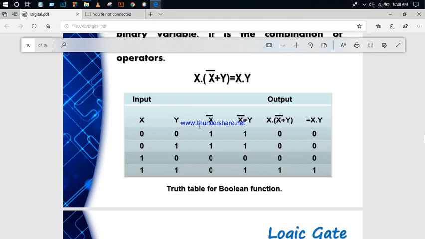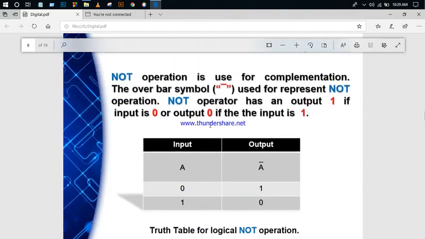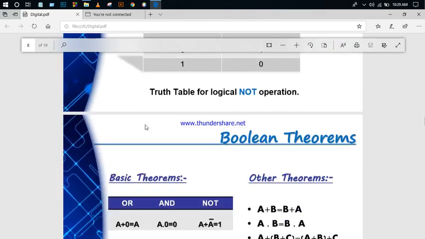You can write a table with inputs and output. The inputs are X, Y, and X bar. For X, it is 0 0 1 1, that means two times 0 and two times 1, and then Y is one 0, one 1, alternating. For X bar, when X is 0, X bar is 1. This is our operator. Here we can explain the NOT operator. This is the NOT operator.